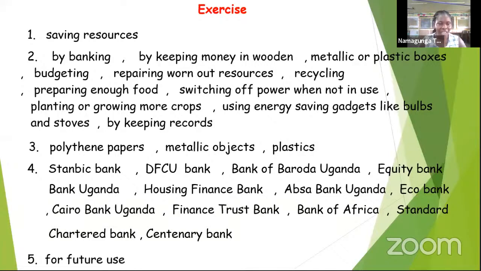You are now active. Number 3 is saying, name any 2 recyclable materials, the materials we can take to the factory and they recycle them. We have just seen them. Now, may I have Mbabazi Maclean? Mbabazi, unmute yourself. Are you there? Yes, teacher. Give me 2 materials we can take to the factory, they recycle them. Plastic. Beautiful, number 1. Number 2, I've asked for 2. Metallic objects. That is very nice. Good. Thank you very much.